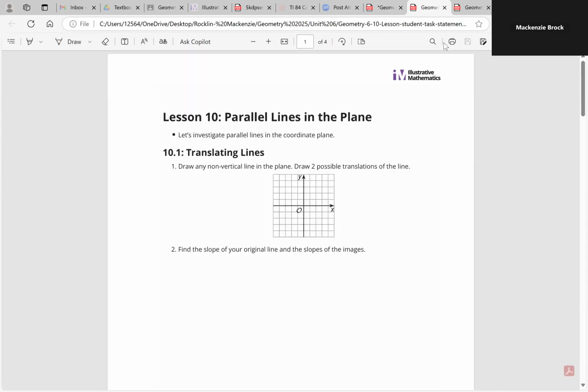Okay, lesson 10, parallel lines. I'm gonna kind of follow what your book does, but I'm also gonna kind of go off and do my own thing, and the same thing with the perpendicular lines.